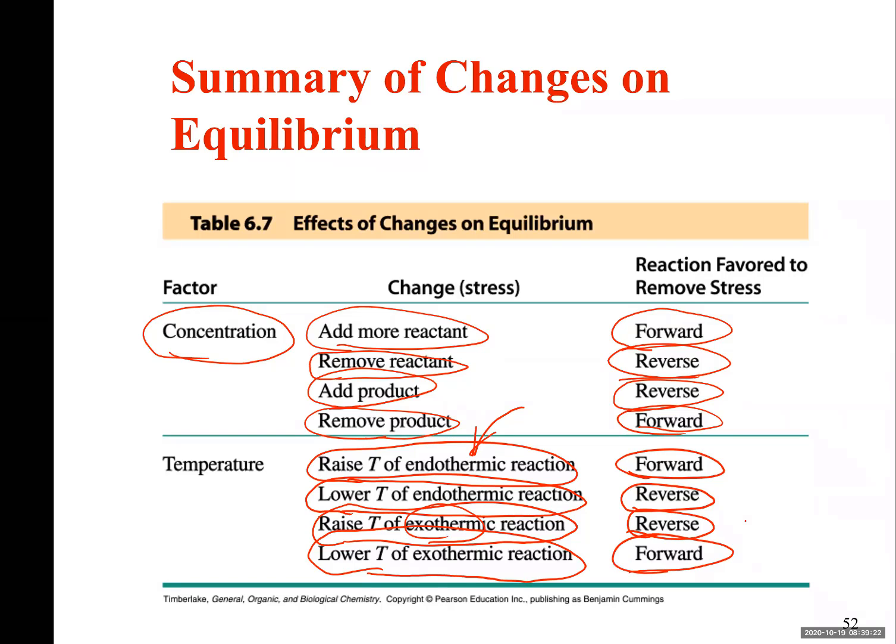You don't have to memorize this table. Why? Because I just told you, use the reverse psychology, guys. Just tell yourself that if I make any changes, whether concentration or temperature, the equilibrium is going to shift in a direction to counteract that change. Then you can predict the direction of the shift of equilibrium.